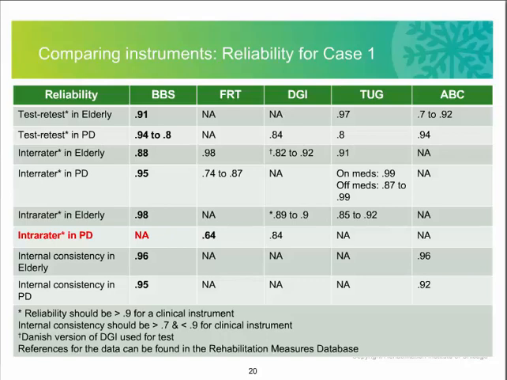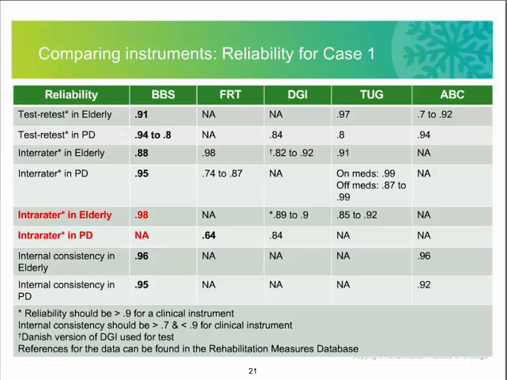Based on the data available, it also appears that the intra-rater reliability for the Berg Balance Scale in Parkinson's disease has not been assessed. Missing psychometric data for specific populations is a common finding. In Frank's case, we would then look to the elderly data, which indicates excellent reliability of 0.98.